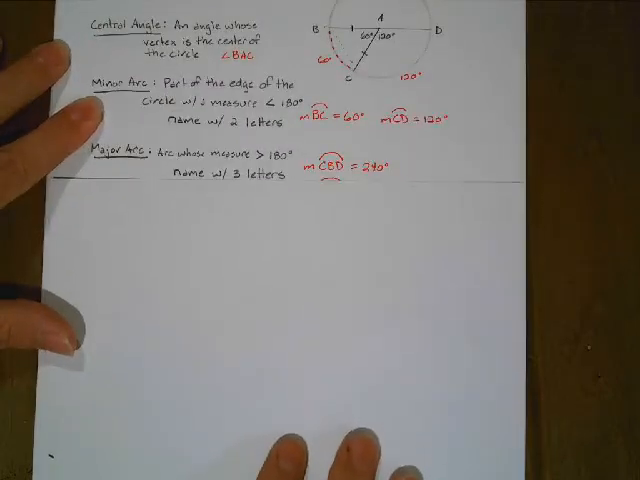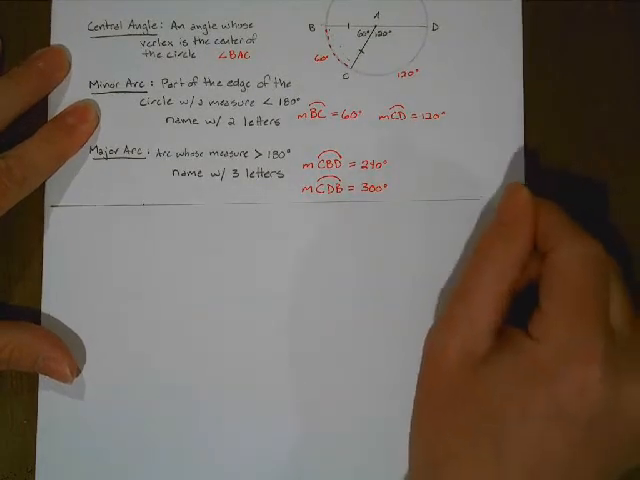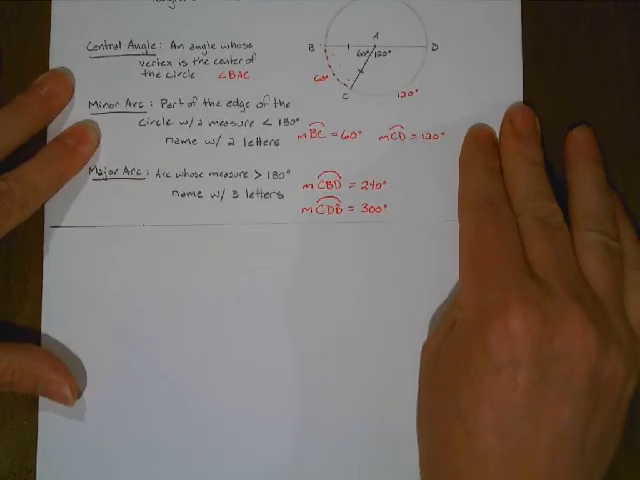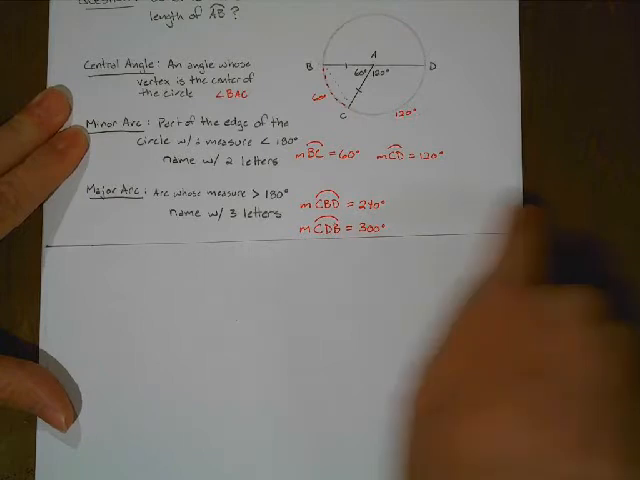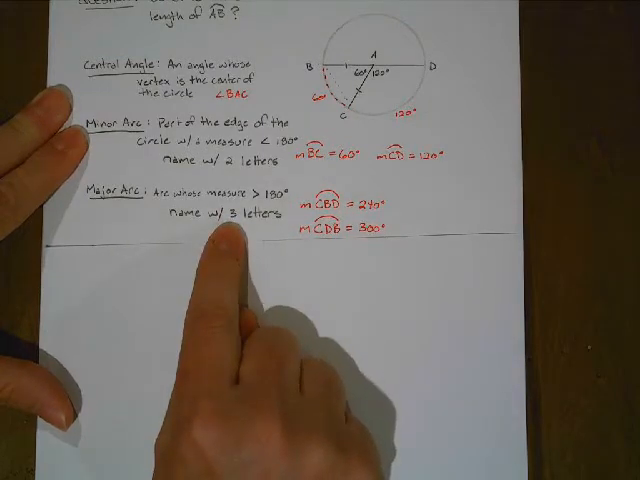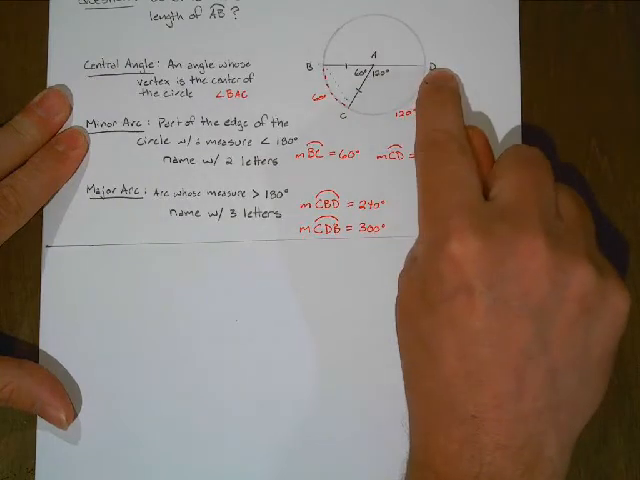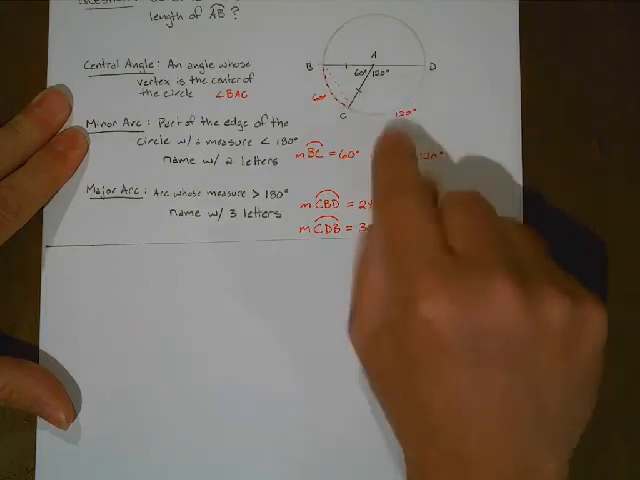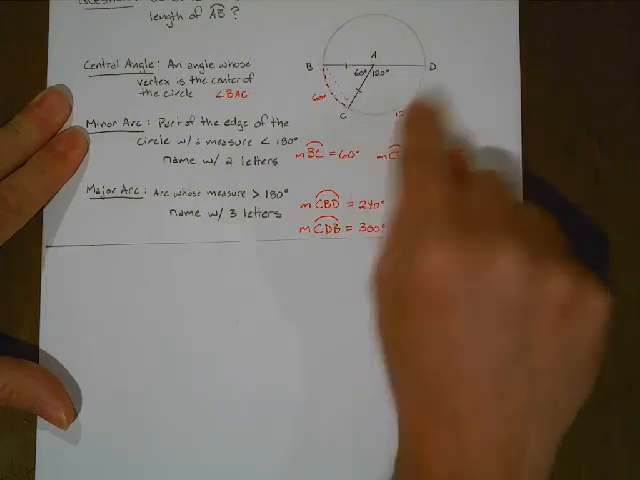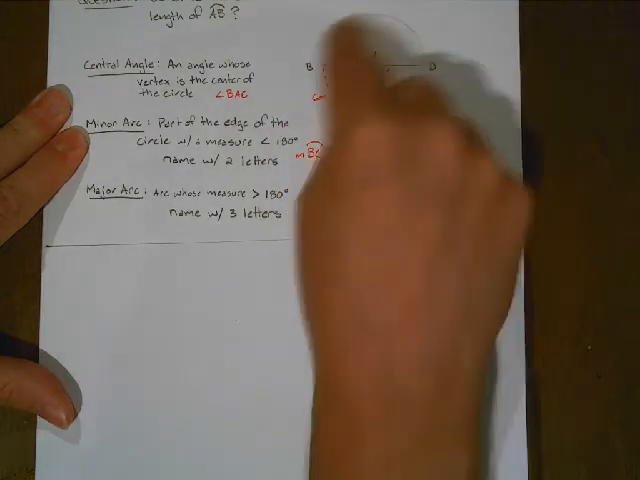All right, a major arc. A major arc is when we have an arc, and remember, arcs are on the outside, that is greater than 180 degrees. And when you name a major arc, you have to use three letters instead. Let's say that I wanted to go from C all the way over to D over here. If I named that CD, you would be confused. You wouldn't know if I'm talking about this one, which we already said was 120, or if I'm talking about this one, which is 240 degrees.